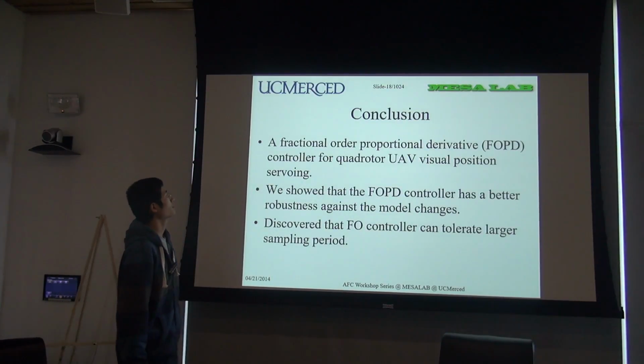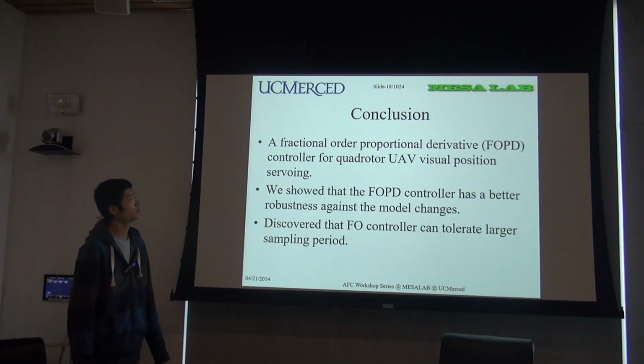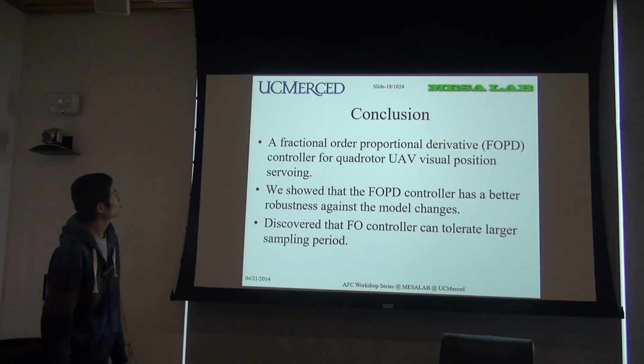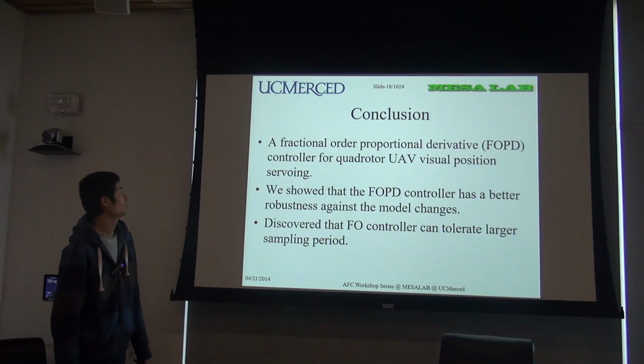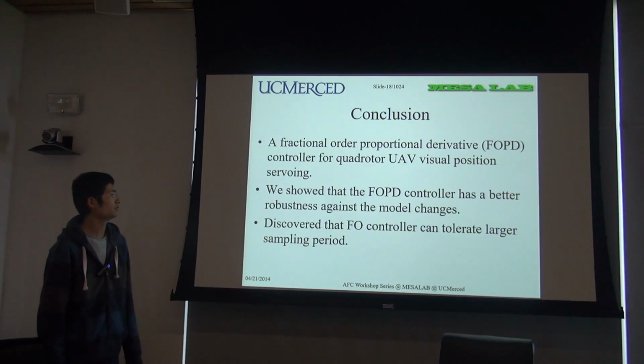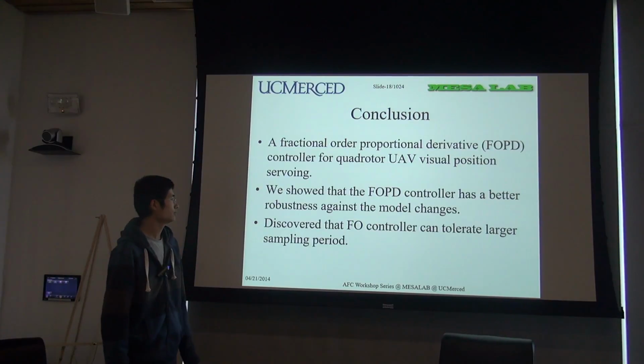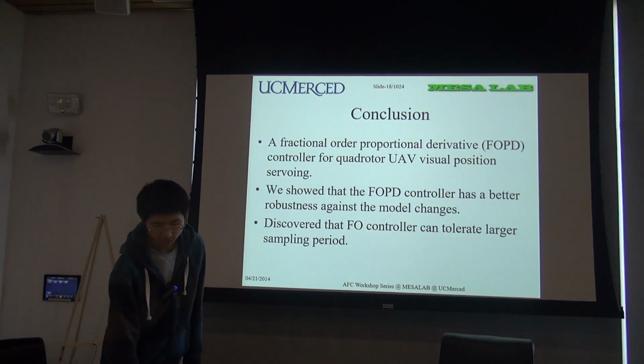These are the conclusions. A fractional order proportional derivative controller for Quad-Rotor UAV vision precision servoing. We show that the fractional order controller has better robustness against model changes. We discovered that the fractional order controller can tolerate a larger sampling period.